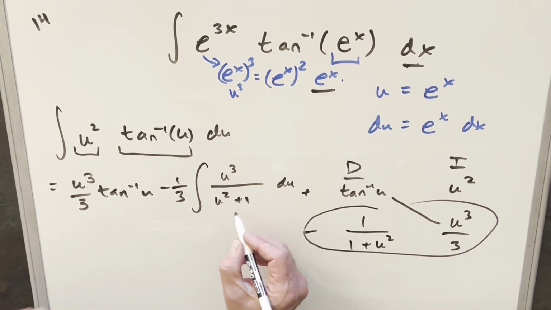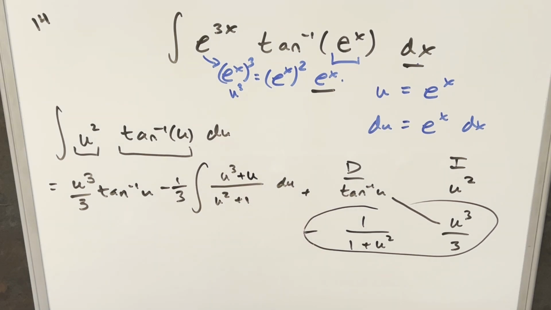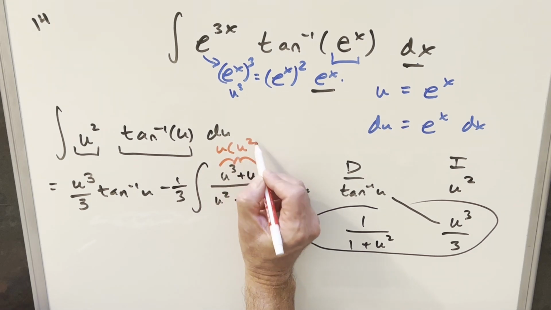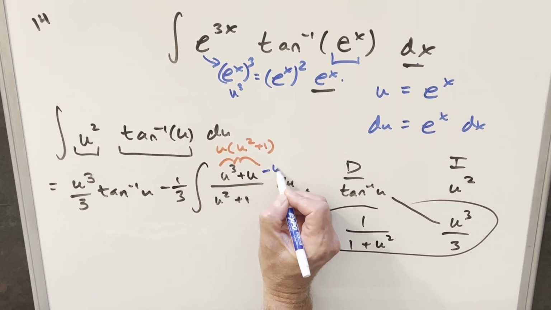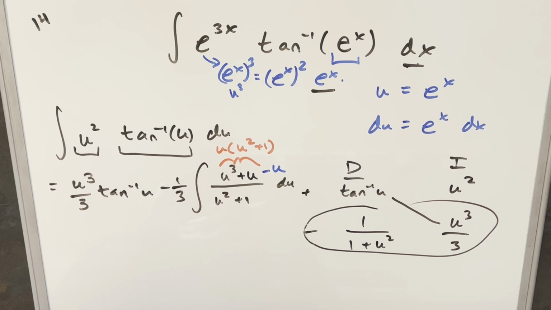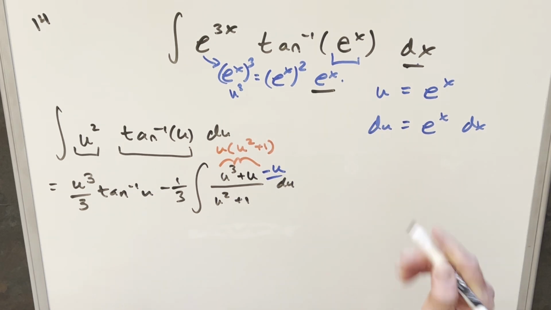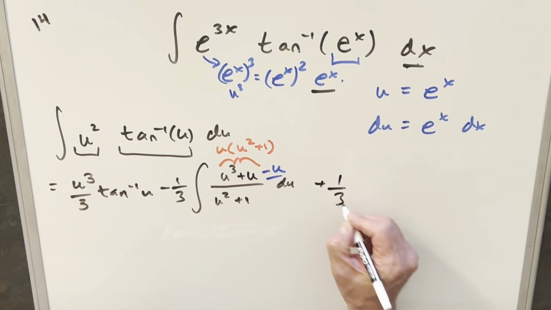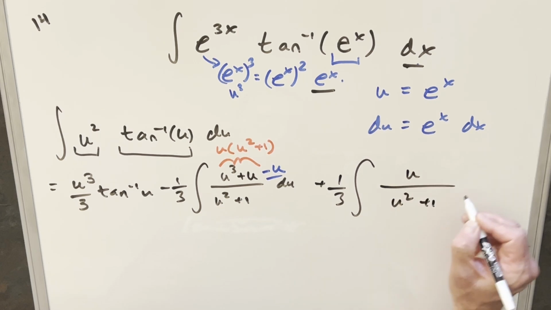Now in order to deal with this without doing polynomial long division, I can just add a u here. That way, if you take this and factor a u out, this is going to be u times u squared plus 1, and that's where we'll get cancellation with this. Now, of course, I don't want to change it, so let's also subtract off a u, so we're just adding a 0 there. But then let's take this minus u and split this off into a second integral. So distributing minus 1/3 to the minus sign here, I'll have a plus 1/3 in front. We'll just have a u in the numerator over u squared plus 1 du.